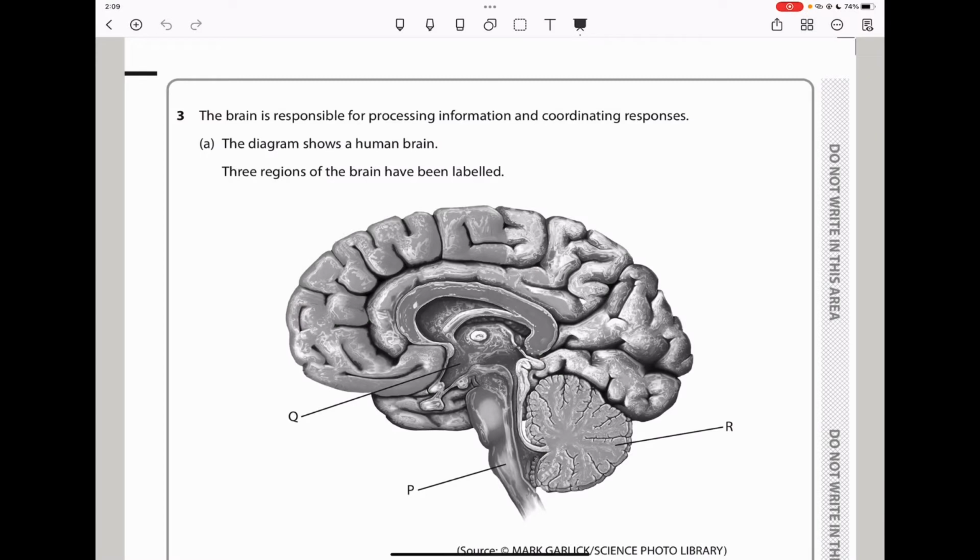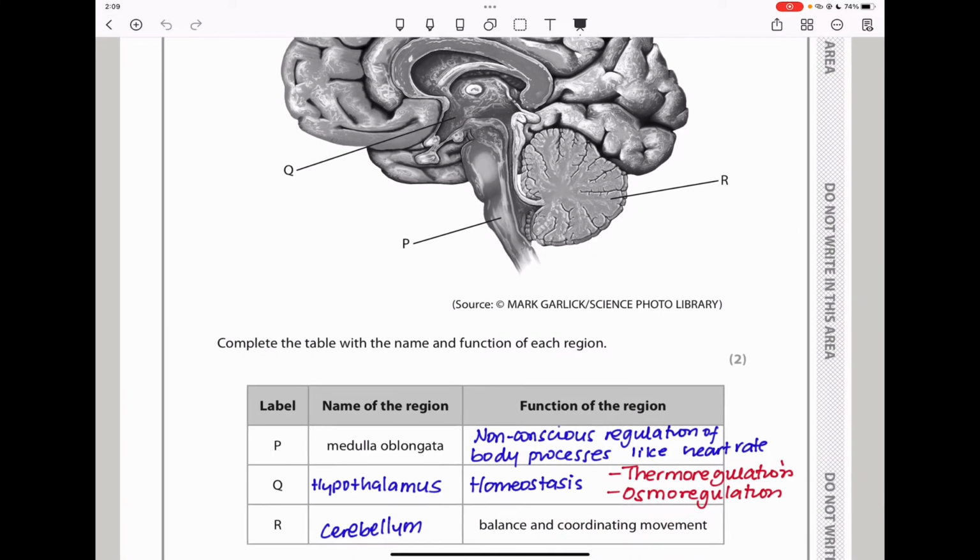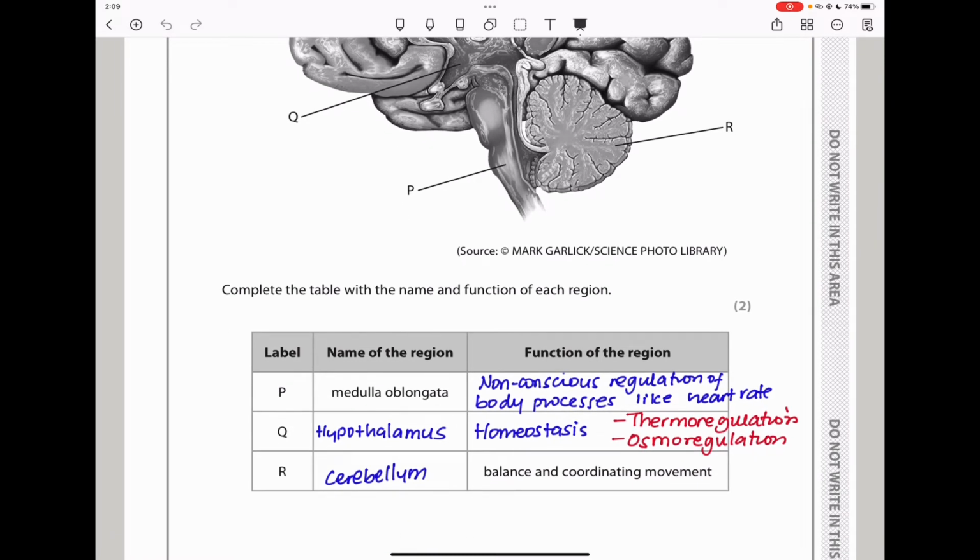Question 3. The brain is responsible for processing information and coordinating responses. The diagram shows a human brain. Three regions of the brain have been labeled. So here we have region Q, region P, and region R. The first question here says, complete the table with the name and function of each region.